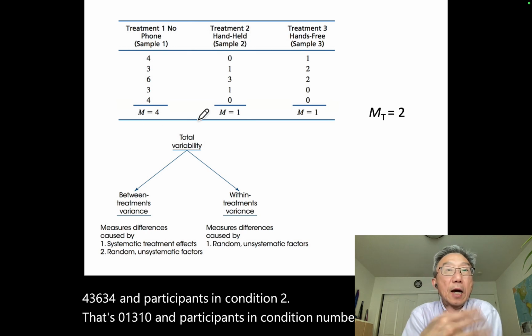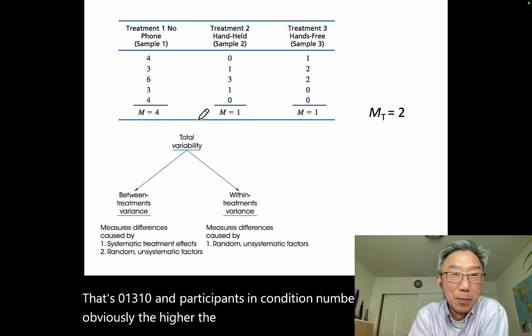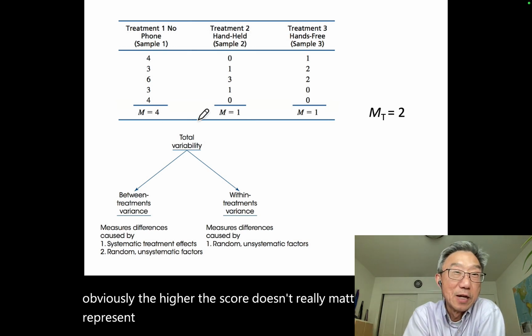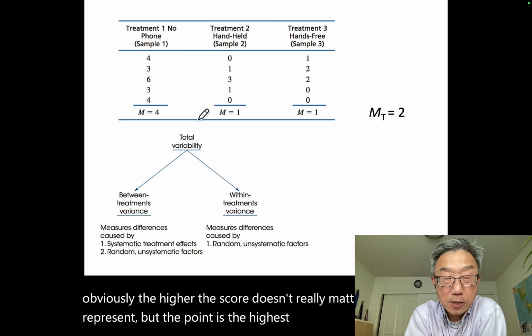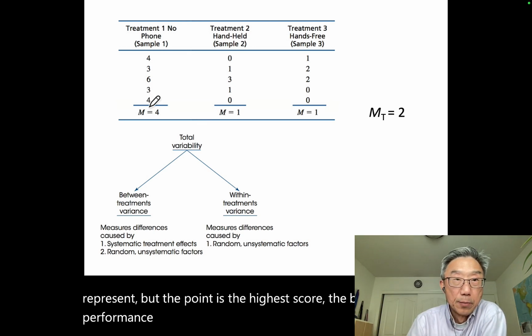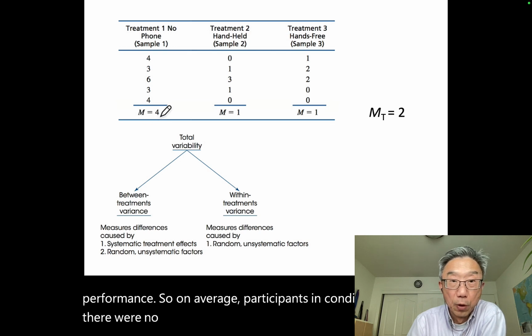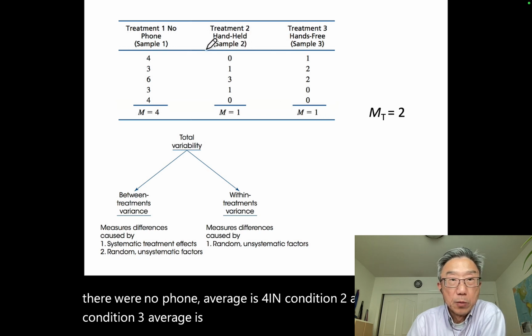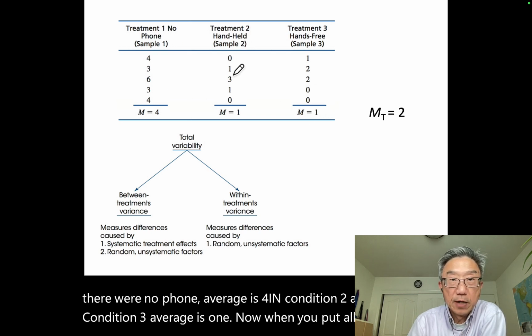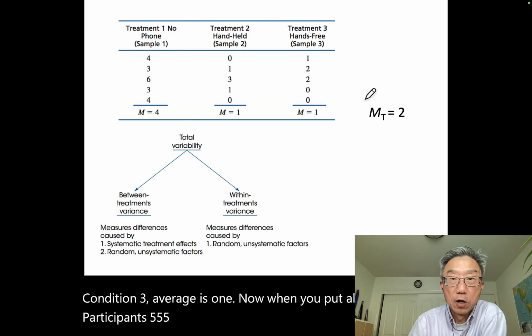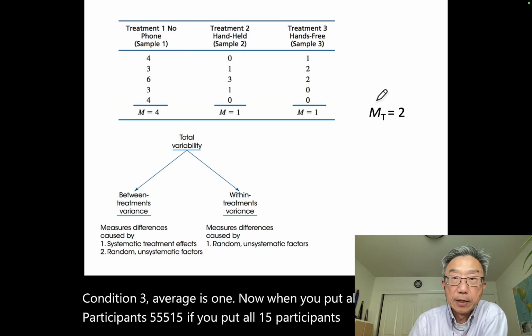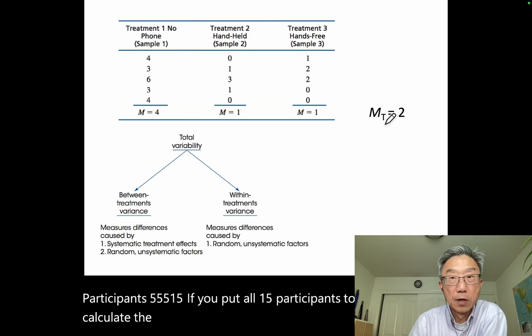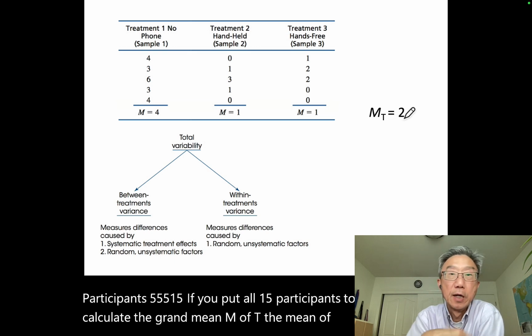Obviously, it doesn't really matter what the score represents, but the point is the higher the score, the better the performance. So on average, participants in condition 1, when there was no phone, the average is 4. In condition 2, the average is 1. Condition 3, the average is 1. Now, when you put all 15 participants together, 5, 5, 5, and calculate the grand mean, M of T, the mean of everybody, it equals 2.